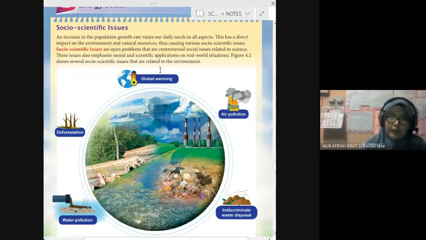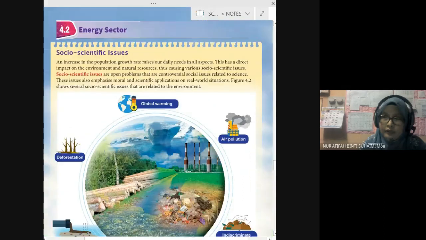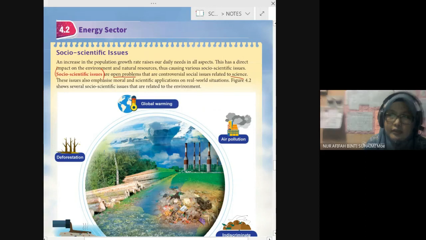Okay. You need to know for this one, in this 4.2 and the rest, what is the meaning of social scientific issues? Definition of social scientific issues. Okay, social scientific issues are open problems. Okay, masalah terbuka. Open problems that are controversial social issues related to science. Okay, these issues also emphasize moral and scientific application on real world situations.